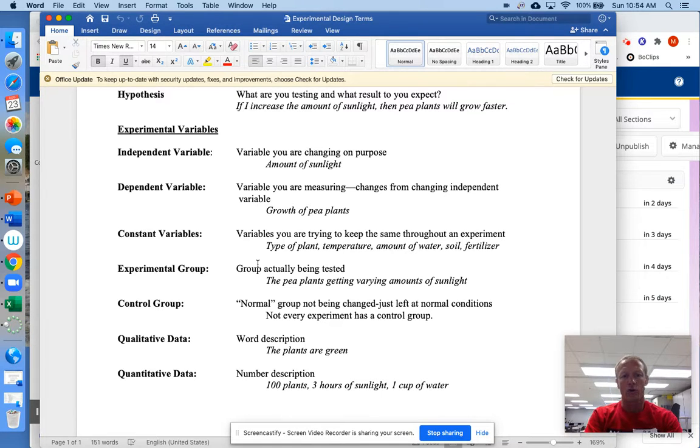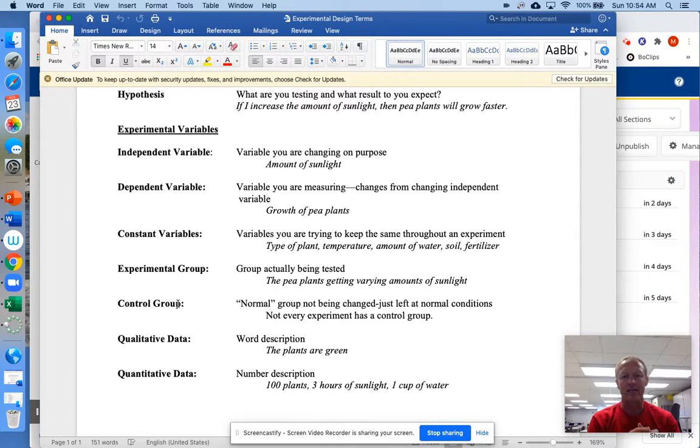Your experimental group is always your group that's actually being tested. So if you have a group of pea plants here, all the ones you're changing the amount of sunlight on. A control group is your normal group. So maybe you have a group over here that you don't change the amount of sunlight. They get the exact same amount all the time. You don't always have a control group.